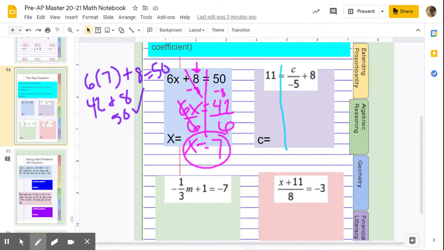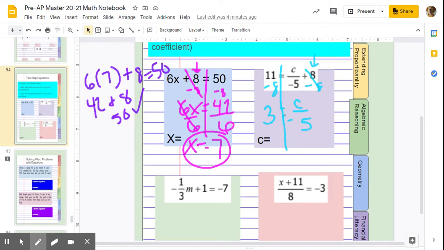You're going to draw your line down the middle to separate your two sides. The first thing we're going to get rid of is that plain number, that naked number. So we're going to get rid of 8. So minus 8, minus 8. 8 minus 8 is 0, so we're left with c over negative 5 on the right. And on the left, we have 11 minus 8, which is 3. So we have 3 equals c over negative 5.